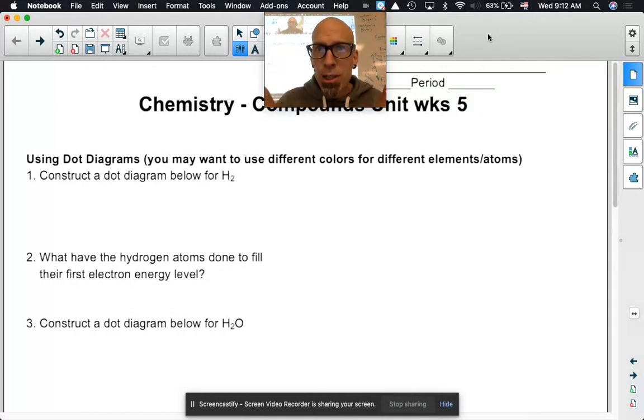See, it's not like a transfer. A transfer means it's gone. You gave it away. You don't have it anymore. And that's how you satisfied your octet. With a covalent bond, you are sharing those electrons so that you have them sometimes, and then sometimes someone else has them. But you each have access to them and can use them when you need them.